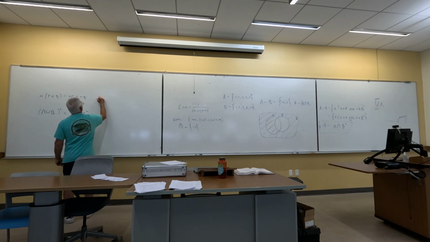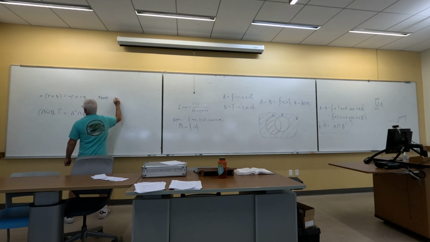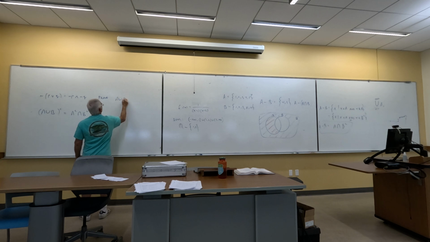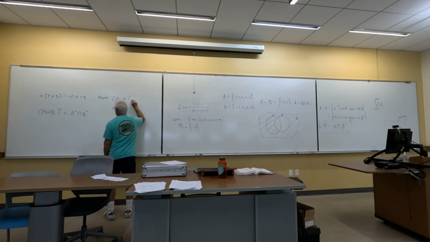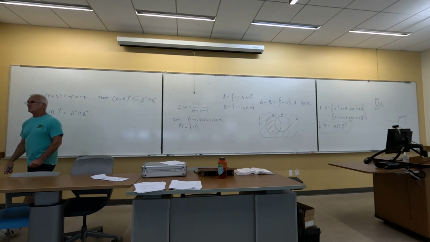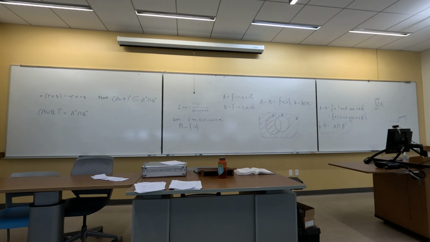So I want to prove that A union B complement is at least contained in this. The way I do that is I start with an element from the first set, and I prove that element is contained in the second set. If every single thing in the first set is in the second set, then the second set is at least as big as the first set. It might actually be bigger, but it's at least as big.